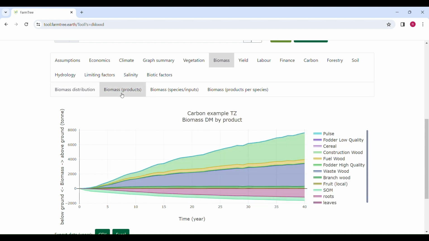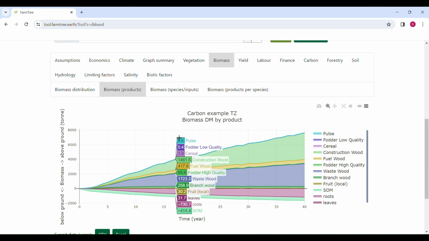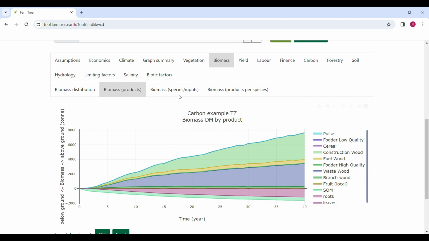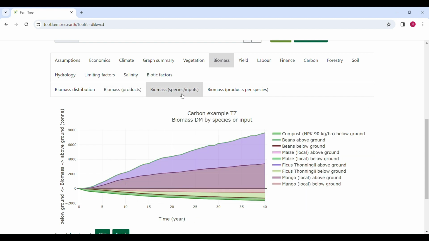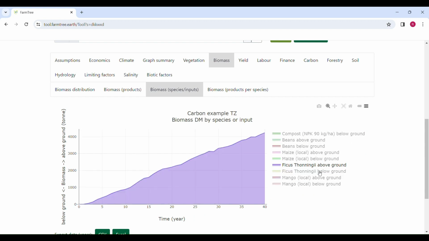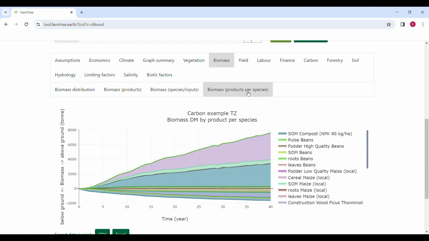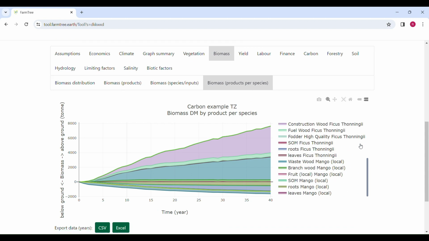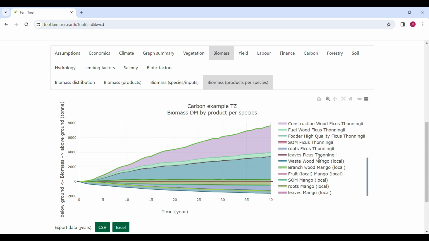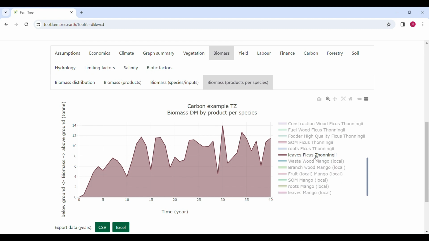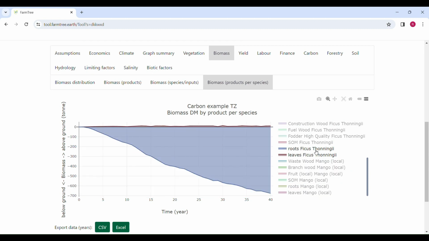Then we go to biomass products, so you can see to what extent the different products of crops and trees contribute to total biomass. Then it is also defined specifically for the species and the inputs, so the biomass from, for example, only the ficus tree. And we have biomass product per species. So you can see very specifically, for example, for that ficus tree, the contribution of leaves to total biomass, or roots, for example.